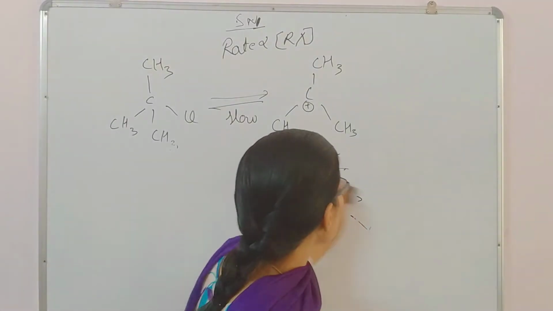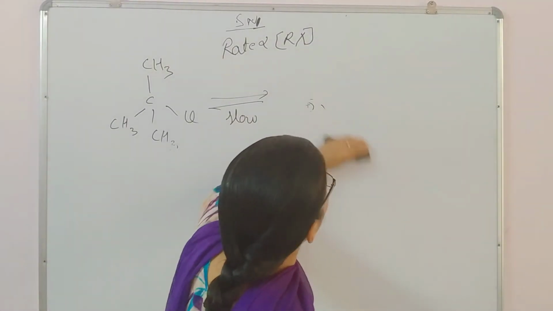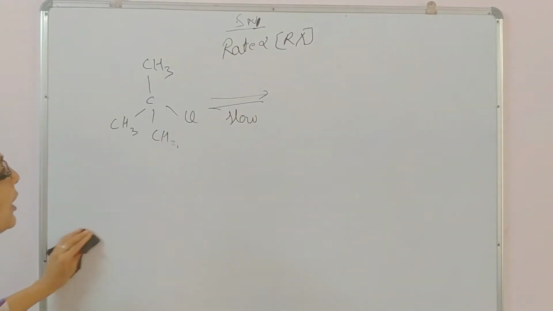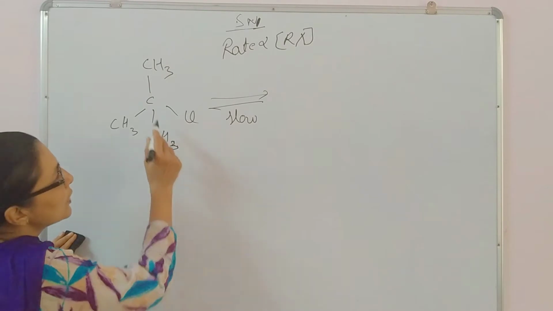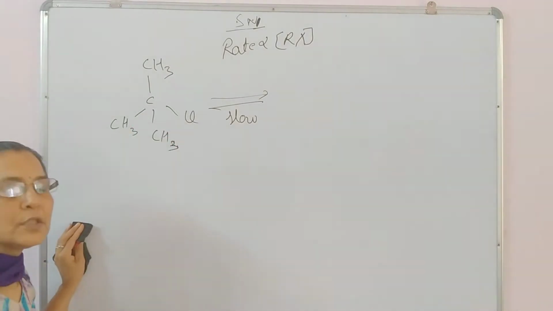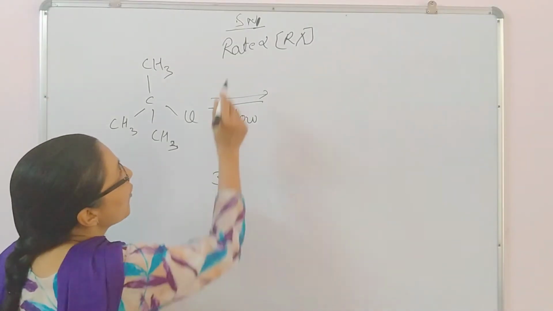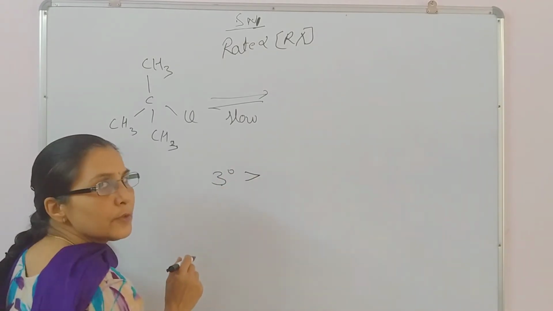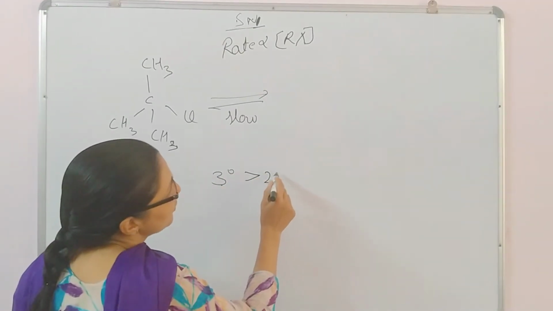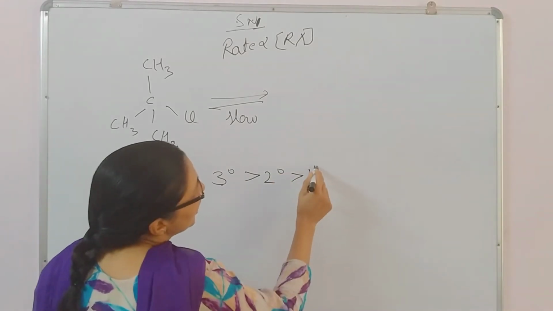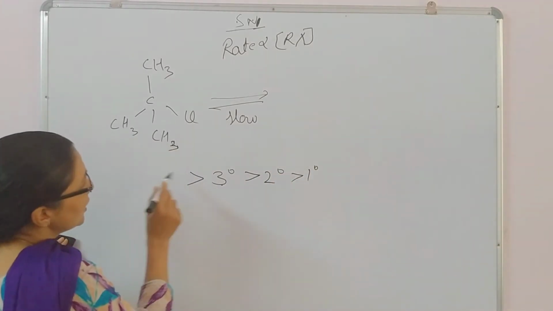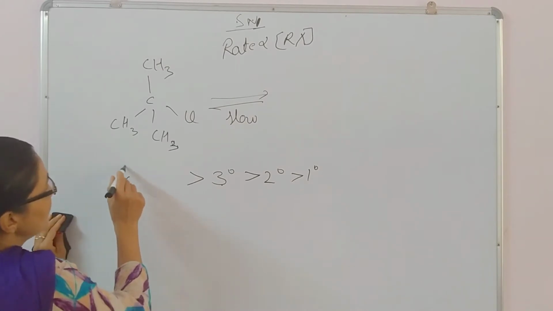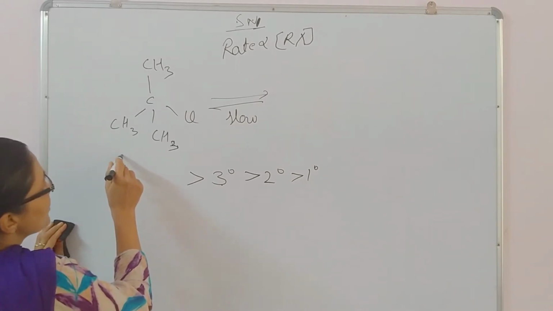Generally, this type of carbocation formation is possible for 3 degree, in Markovnikov fashion. So the reactivity in SN1 mechanism is faster for 3 degree as compared to 2 degree as compared to 1 degree. And in 3 degree, suppose the carbocation is attached with a benzene ring.